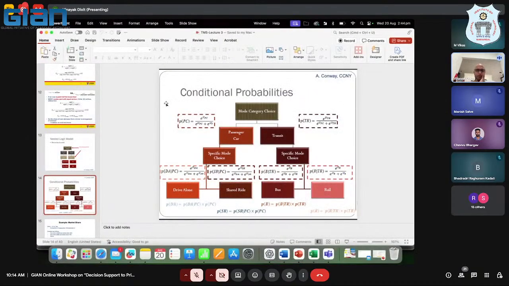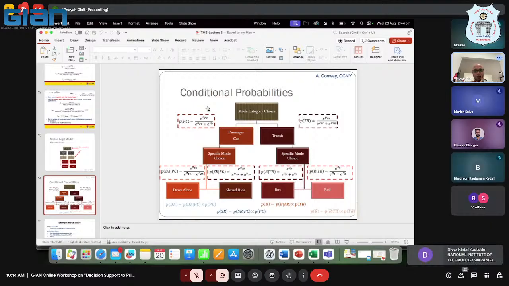So when we were doing this, if you remember, the way we had set this up was that you have a first choice between a passenger car and transit, and then within a passenger car you have a utility of driving alone or shared, right? So the probability of taking driving alone is the probability of choosing a passenger car multiplied by the probability of choosing driving alone given it's a passenger car. So it's basically a Bayesian probability, right?